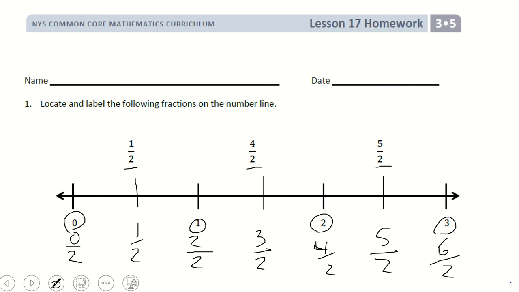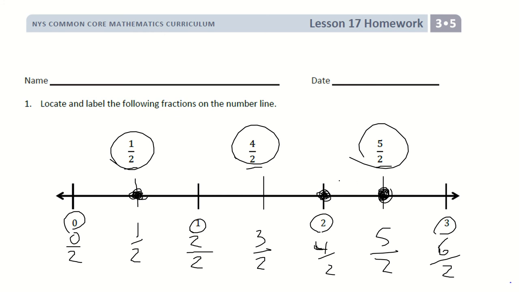So after you have it labeled, you're going to find these fractions right up here on our number line, and we're going to put a dot on the number line. So I'm going to find 1 half, and I'm going to draw my dot. I'm going to just find 4 halves, draw my dot, and 5 halves, and draw my dot. Okay, if you need more time, go ahead and pause the video and finish up, and then press play when you're ready to go on to number 2.